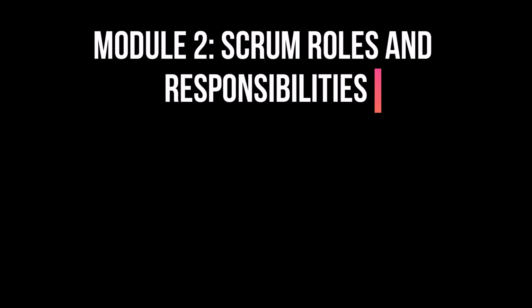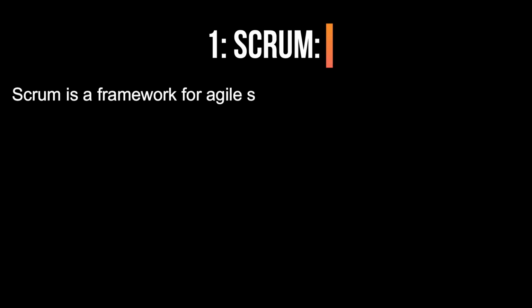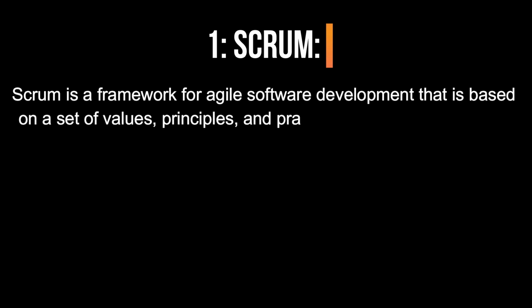Module 2, Scrum Roles and Responsibilities. Scrum Roles: Product Owner, Scrum Master, Development Team. 1. Scrum is a framework for Agile software development that is based on a set of values, principles, and practices.